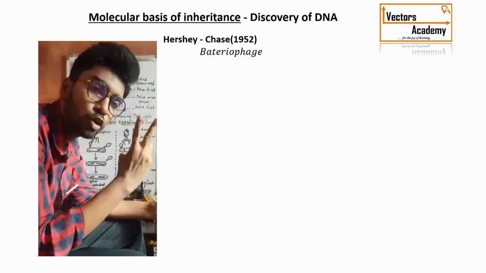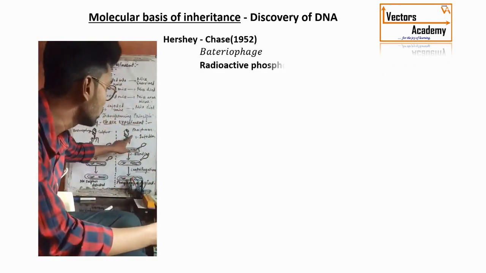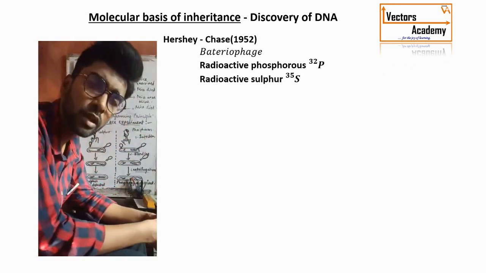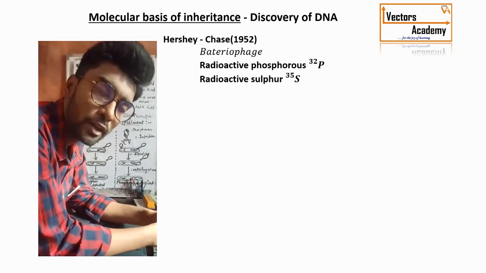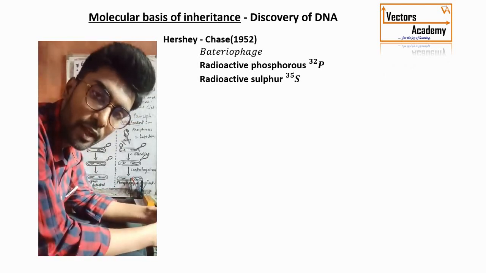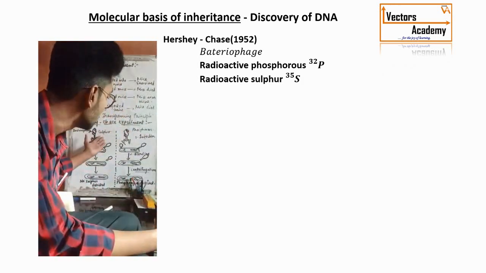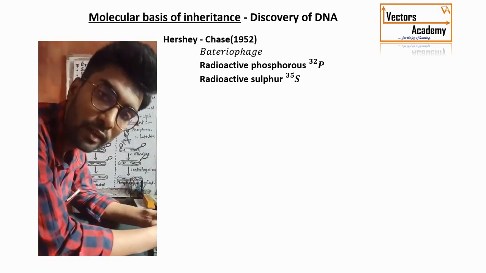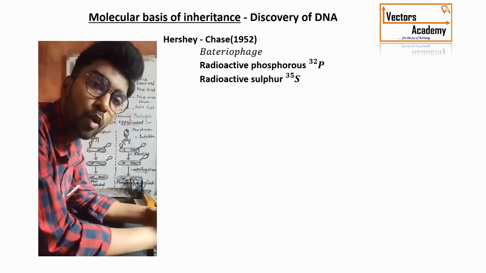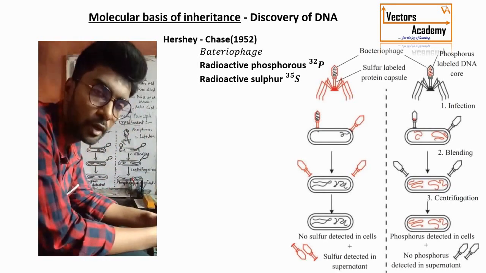So they took two different types of medium. Medium 1 containing radioactive phosphorus, that is P32, and medium 2 containing radioactive sulfur, that is S35. Right? So two different mediums were taken. Now the viruses were grown in these two media, that is the phosphorus medium and the sulfur medium.